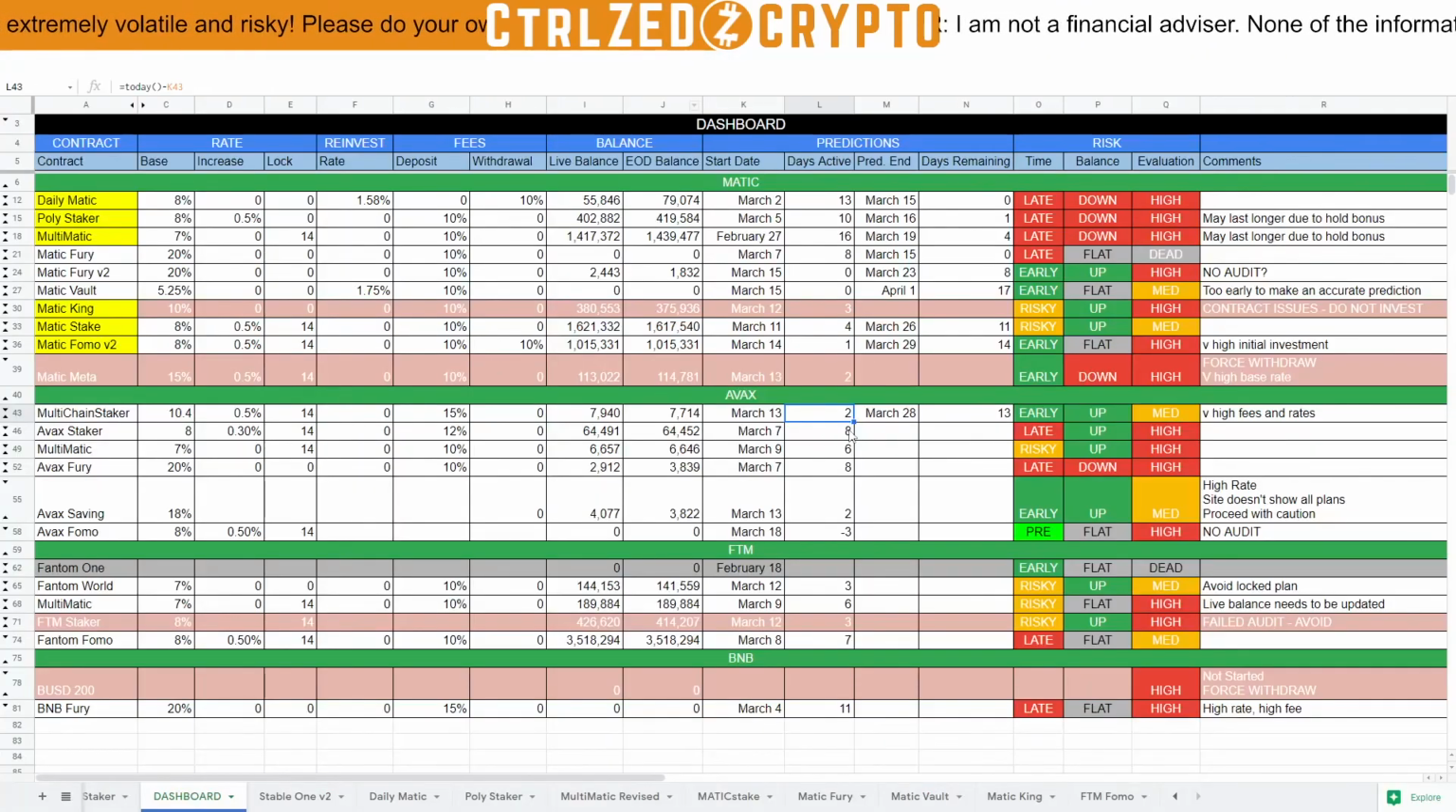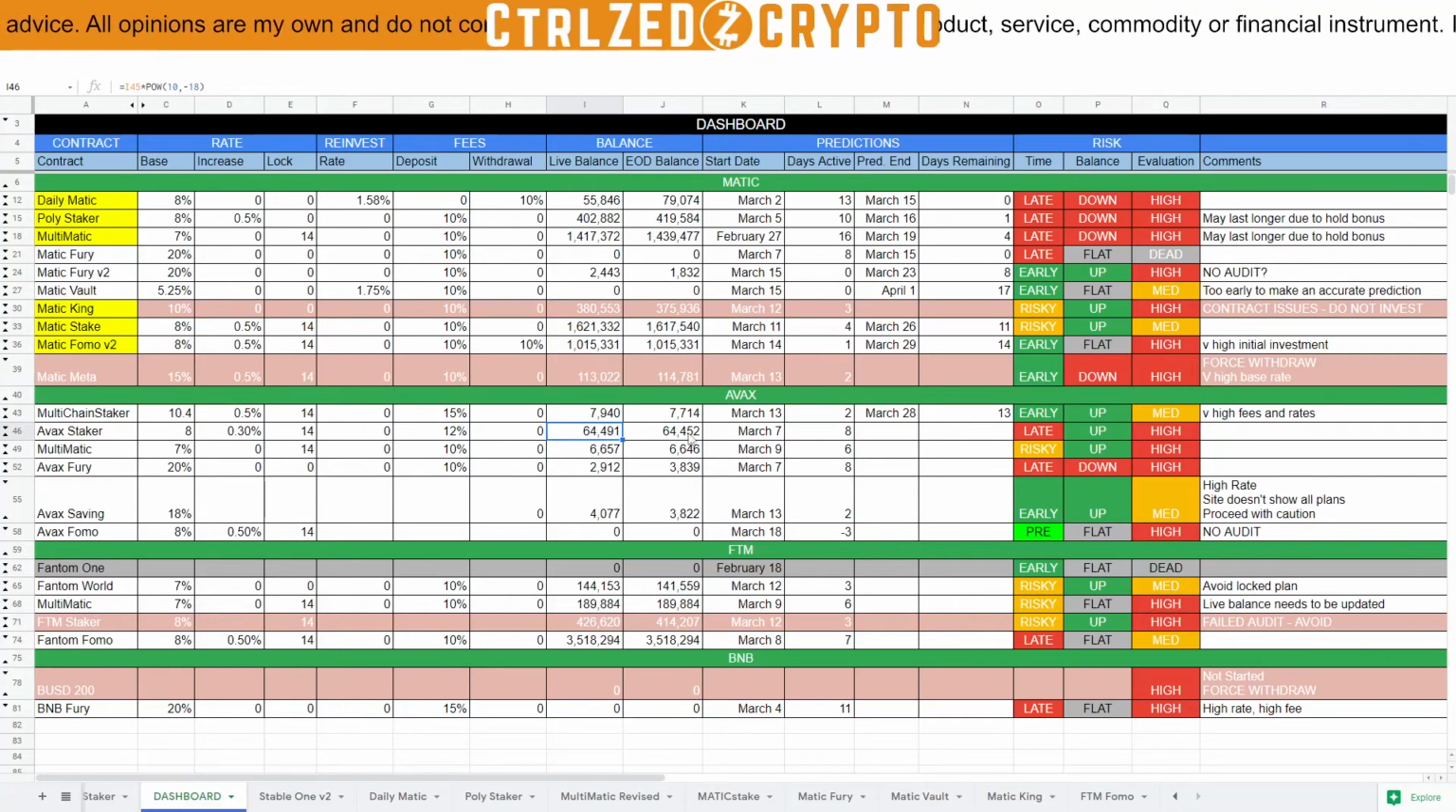And so where are we looking at? Live balance is going up. We're still early, as you'd expect. Kind of high fees and rates makes me question the sustainability of this one. So that's why the risk is medium, even though we're low with a reasonably good, remember this is Avax, reasonably good pickup. So kind of medium. Personally, I wouldn't go into anything apart from the daily plan, but that's just me.